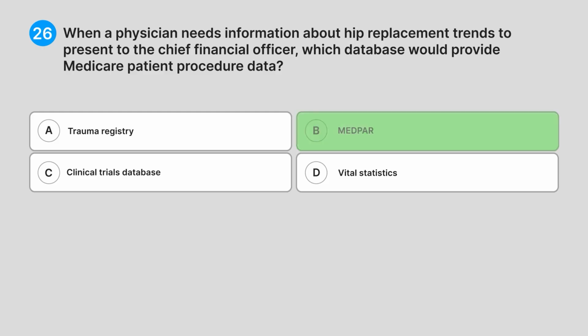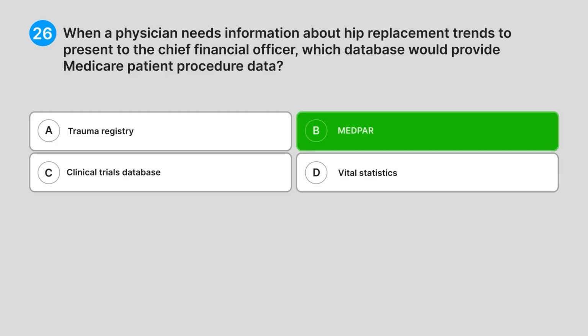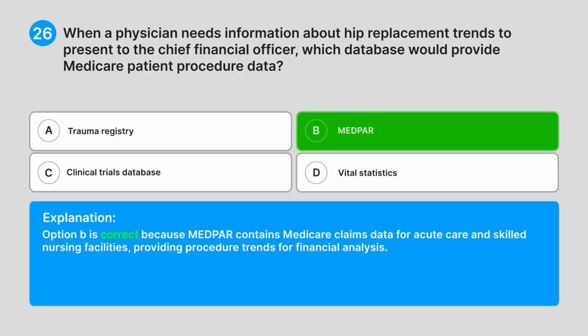Correct answer, B. MedPAR. Explanation: Option B is correct because MedPAR contains Medicare claims data for acute care and skilled nursing facilities, providing procedure trends for financial analysis.